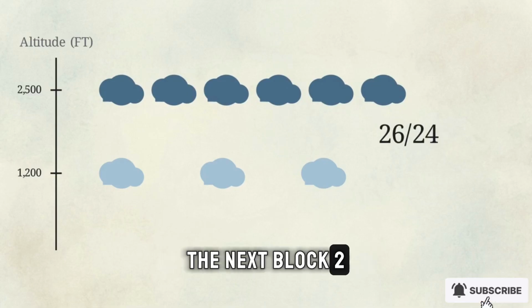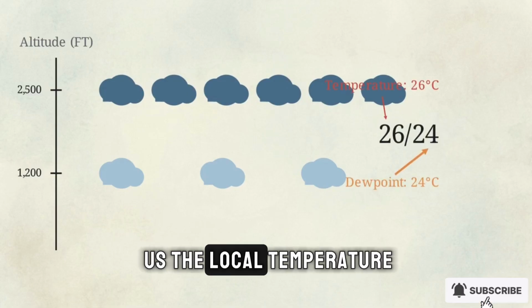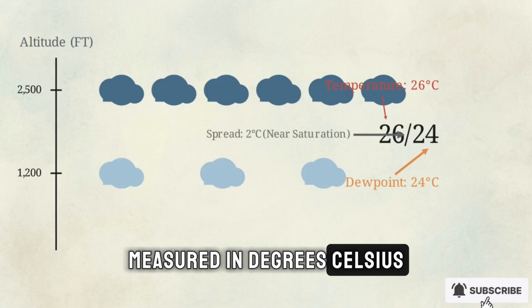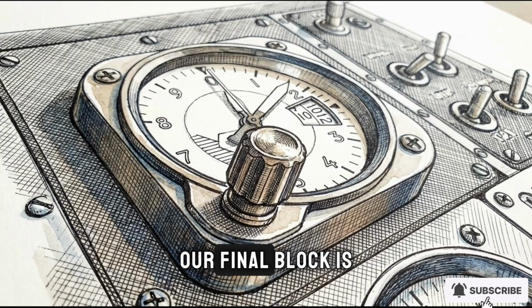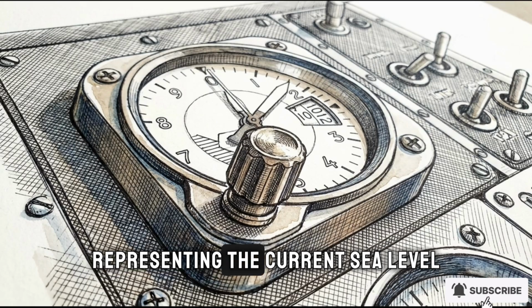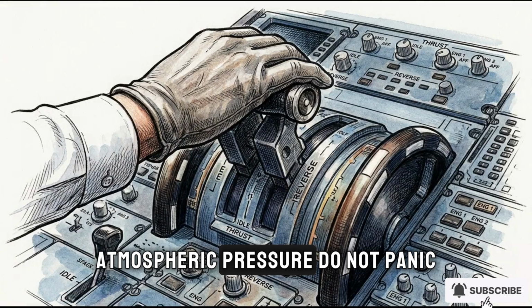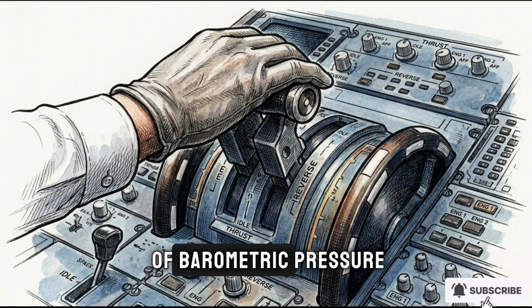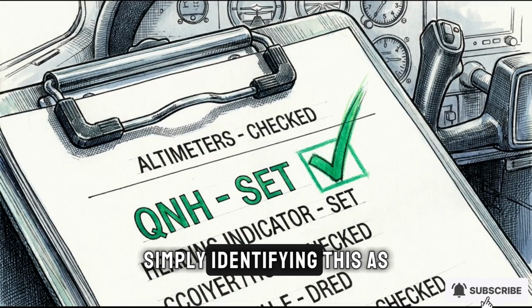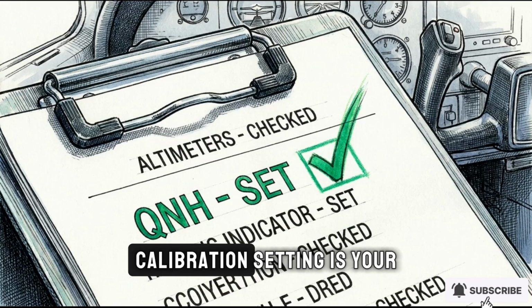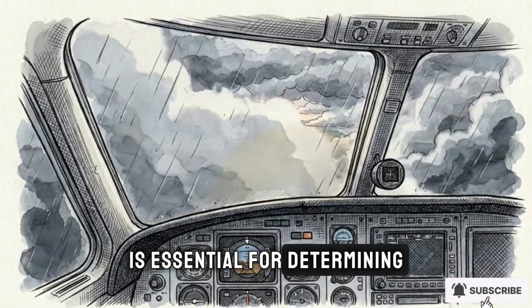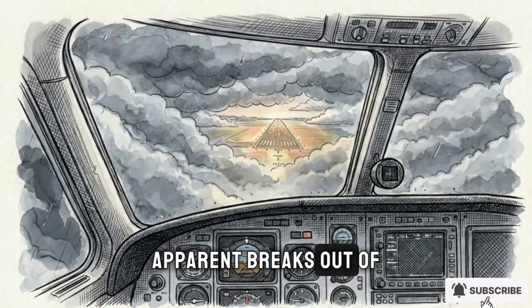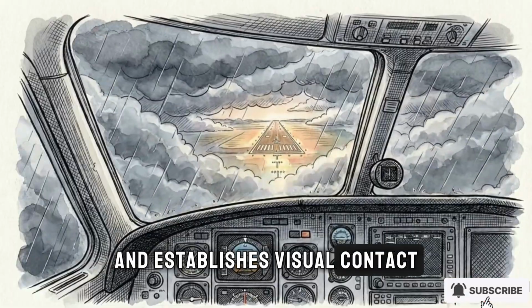The next block, 26/24, gives us the local temperature and dew point, measured in degrees Celsius. The temperature is 26 degrees and the dew point is 24. Our final block is Q1012. This is the altimeter setting, representing the current sea level atmospheric pressure. Do not panic about the complex mechanics of barometric pressure right now. For today, simply identifying this as the required altimeter calibration setting is your only goal. Mapping this vertical profile is essential for determining the exact altitude a pilot breaks out of the clouds and establishes visual contact with the runway.